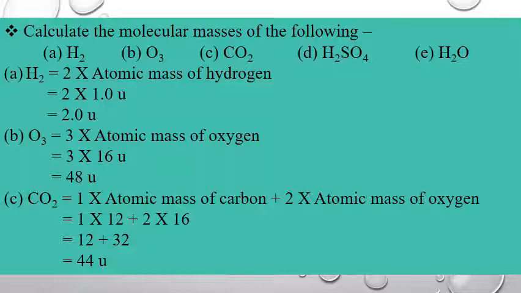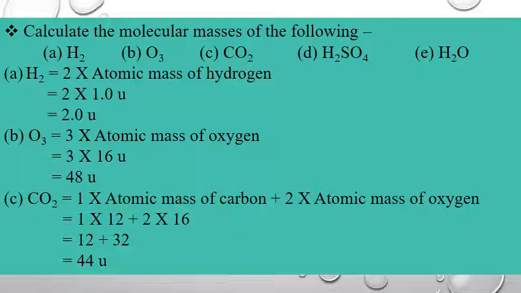How much atomic mass do we have? Hydrogen has atomic mass 1. So 2 atoms, 1 atomic mass, multiplied, we get the answer 2. Next we have ozone, O3. Here we have 3 atoms of oxygen, so 3 multiplied by the atomic mass of oxygen. The atomic mass of oxygen is 16. We have 3 atoms of oxygen, 3 multiplied by 16, it's 48.